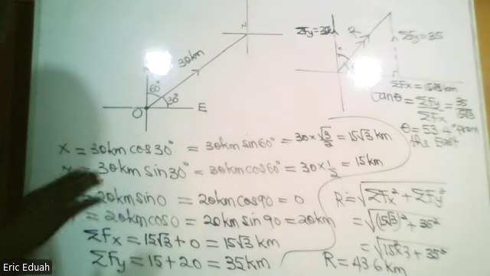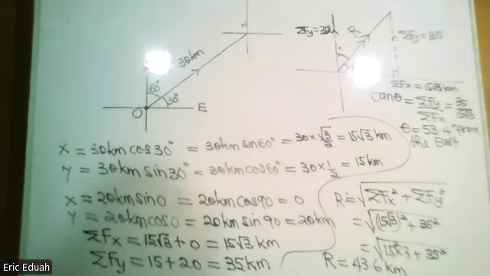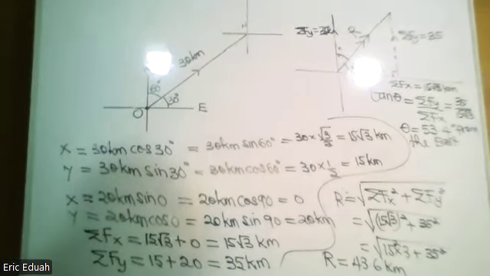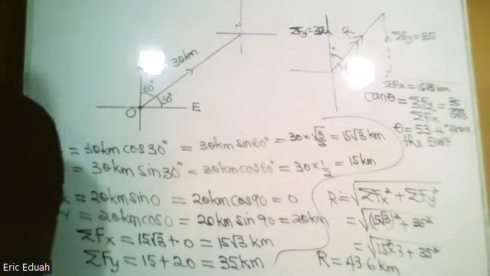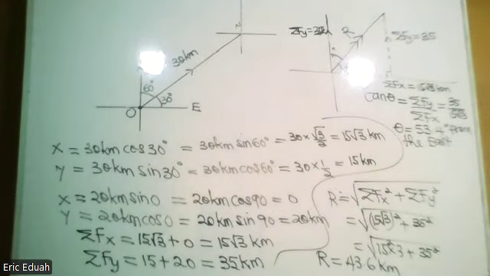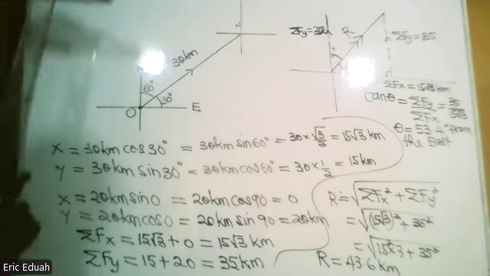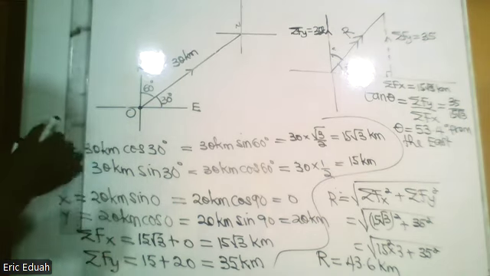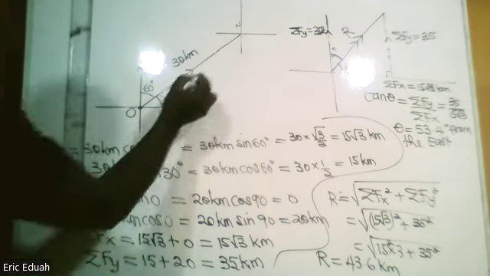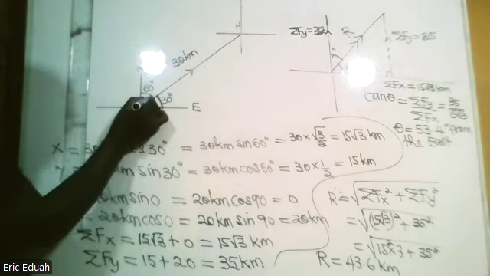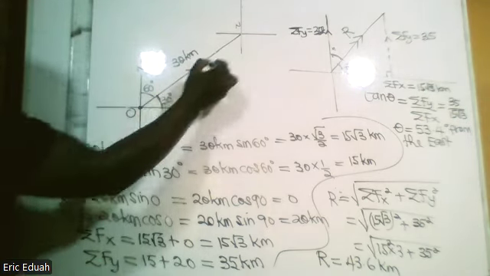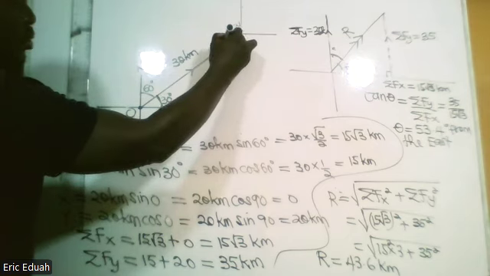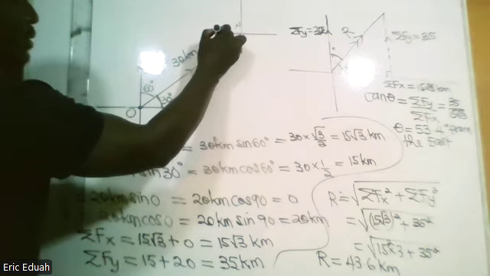I want to introduce you to another method. The other method is using the cosine rule. How do I use the cosine rule? Okay, so this is 30. Meaning that if this is 30 and this is 60, it means this angle would also be 30.